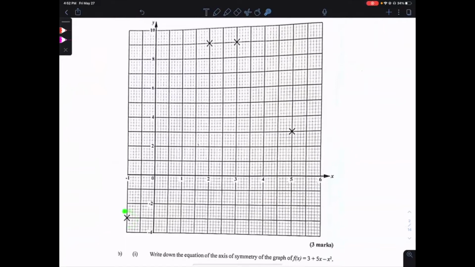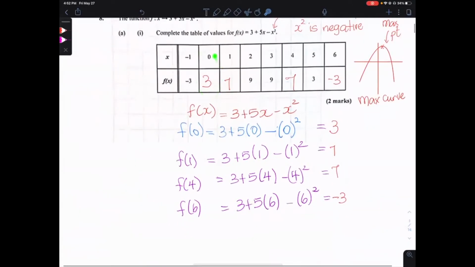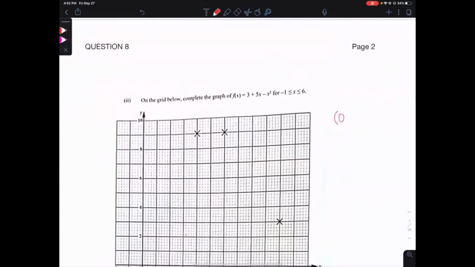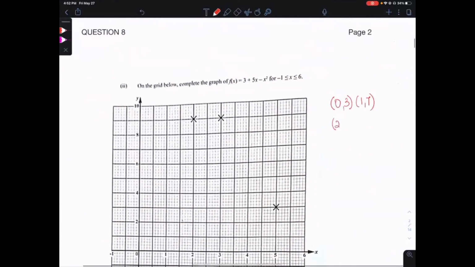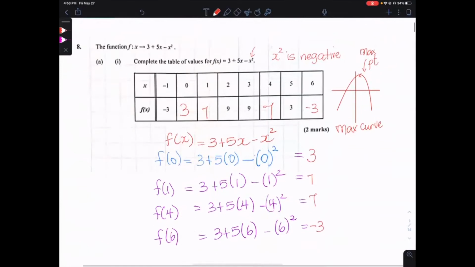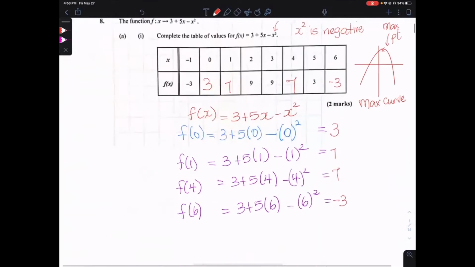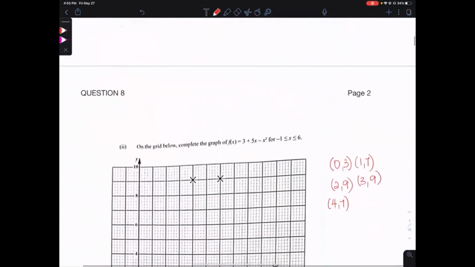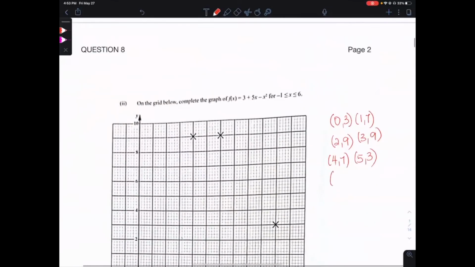So the points are plotted, and the points that you are going to plot is the ones that you worked out. So 0, 3, 1, 7. So let's write it to the side here. 0, 3, 1, 7, 2, 9, 3, 9, 4, 7, 5, 3, and 6, minus 3.